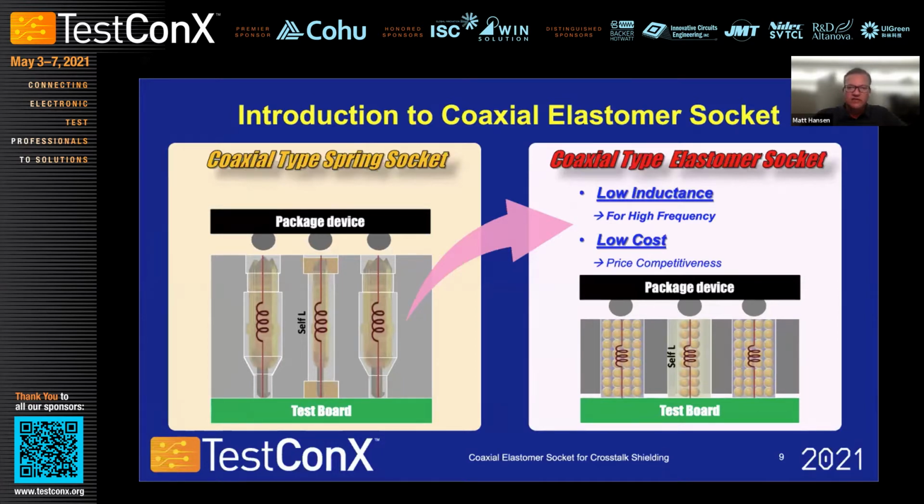So the big advantage of a coaxial type elastomer socket in theory would likely be cost because of batch processing. And that's really it. Of course, the shorter test or signal path would also matter with lower inductance and whatnot. But the main takeaway will almost certainly be the cost of ownership.